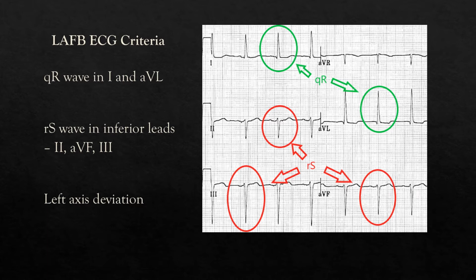And so the opposite to a QR wave is a little r, which is that little upward deflection you see in 2, 3, and AVF, followed by that deep S wave. If you see that pattern, that is the criteria for a left anterior fascicular block. Now, because this is a hemiblock and not a complete bundle block of either bundle branch, your QRS complexes do not have to be wide. As you can see here, these QRS complexes are still narrow, but there is a slight conduction delay that is occurring.